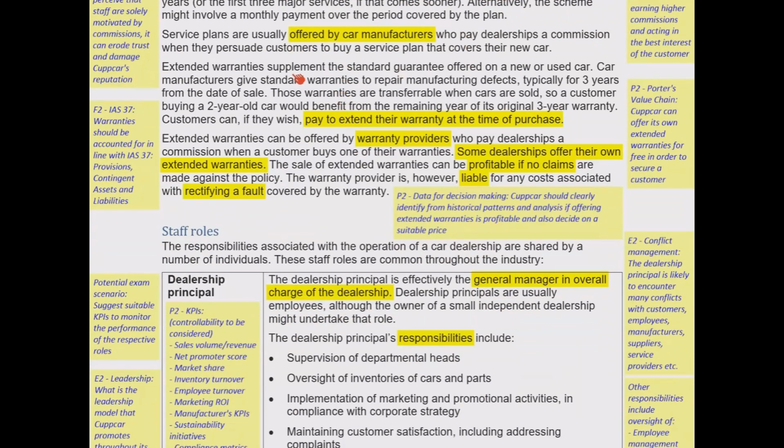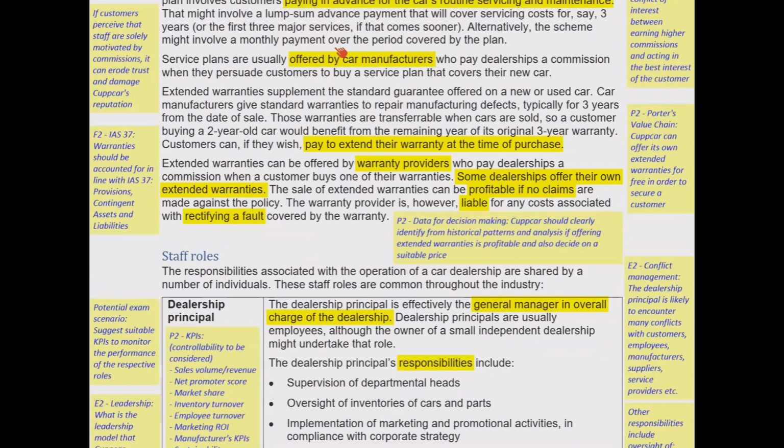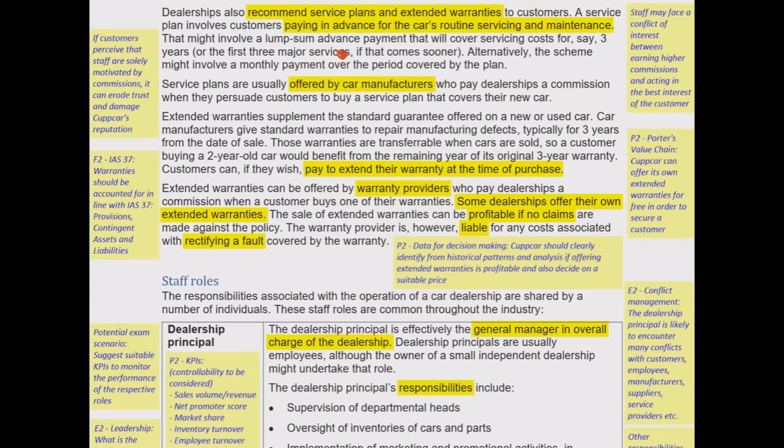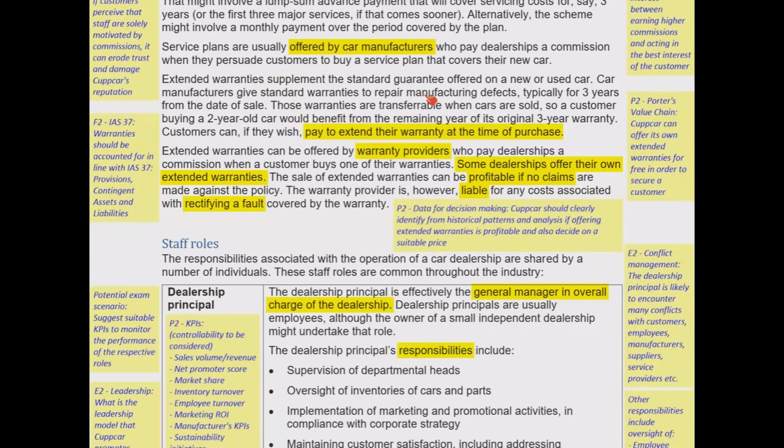Okay, then. Now it mentions here again about selling extended warranties, because remember, the standard warranties are offered by the manufacturer. And when Cuppcar does a repair under a standard warranty, they then invoice the manufacturer for the cost of that repair. Extended warranties are these warranties that are sold in addition to the standard warranty. And this is where the customers pay to extend that warranty.